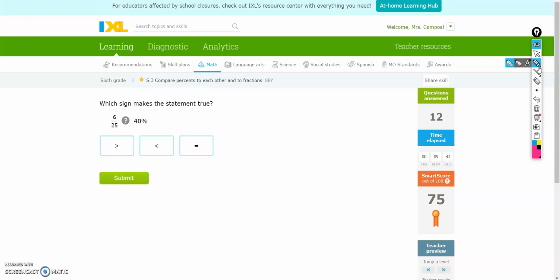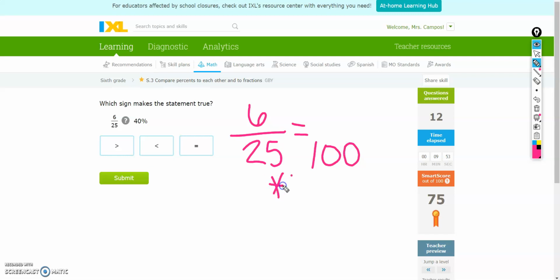Okay, 6 over 25. I'm going to go ahead and turn it to 100 because I know those quarters. I know that 4 quarters are in $1, so I'm going to multiply by 4 on the bottom and the top. And I get 24. 24 hundredths is 24%, which is less than 40%.